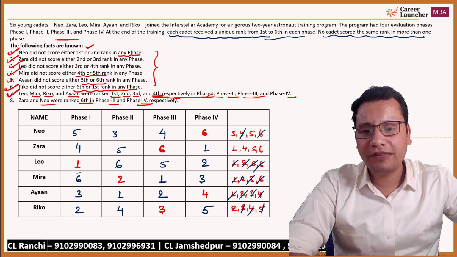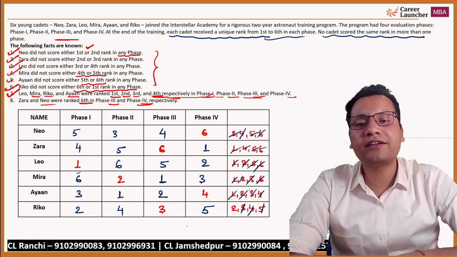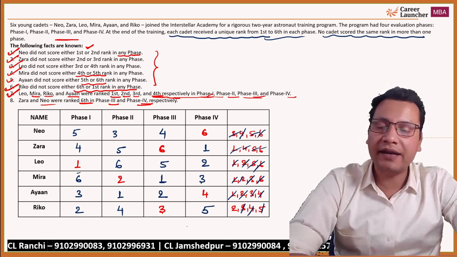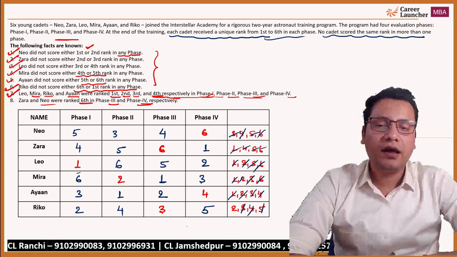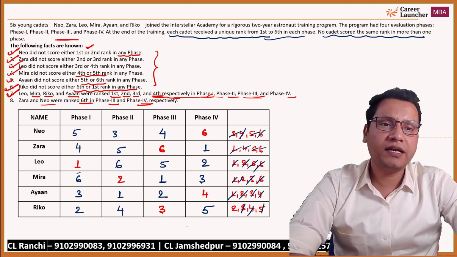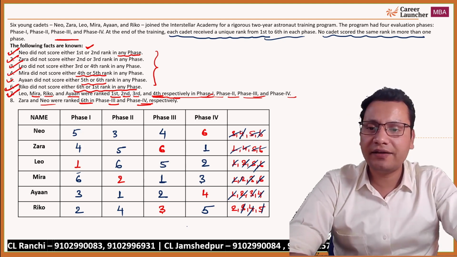This is how we have filled the table using all these possible ranks of different cadets of this astronaut training program, right? Pretty much decent set, बहुत अच्छा था. आप खुद से करोगे, you'll enjoy the set, right? Now quickly let's solve the questions.